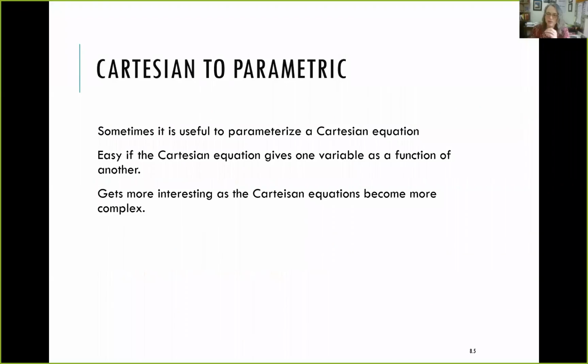Okay, we can go the other way too. We can go from Cartesian to parametric. This is called parameterizing an equation. It can actually be very trivial in simple situations, and I'll show you that.